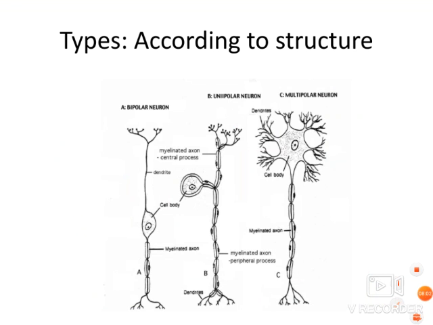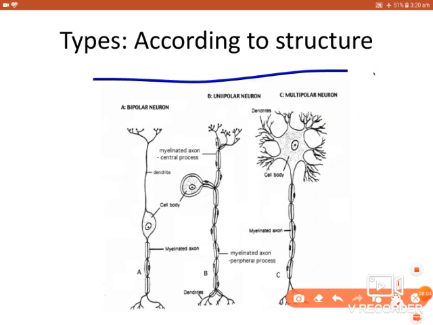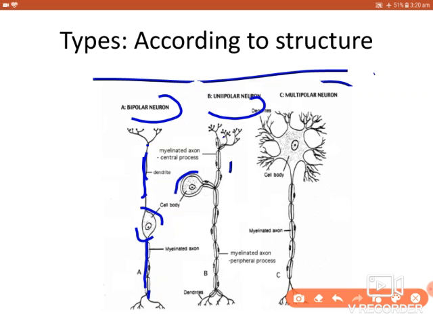Then the types according to structure: here you can see the bipolar neuron, the unipolar, and the multipolar neuron. In the bipolar neuron, this is the cell body, this is the dendrite and this one is the axon. Two processes are there. Examples of bipolar neurons are the bipolar cells in the olfactory epithelium and the retina.